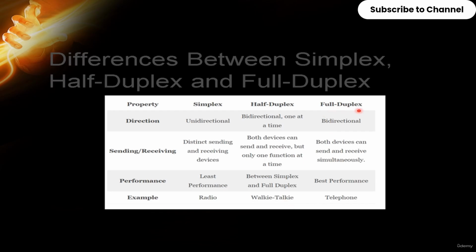Then in full duplex communication, both the sender and receiver can send data in both directions. Both devices can send and receive simultaneously. It has the best performance compared to simplex and half duplex. The example is the telephone network. I hope it is quite understandable.